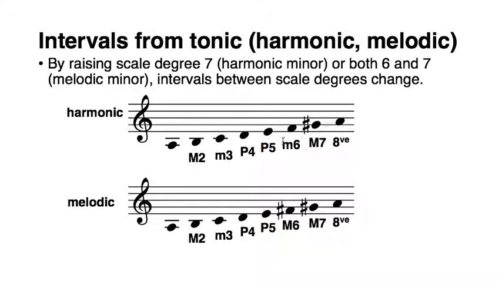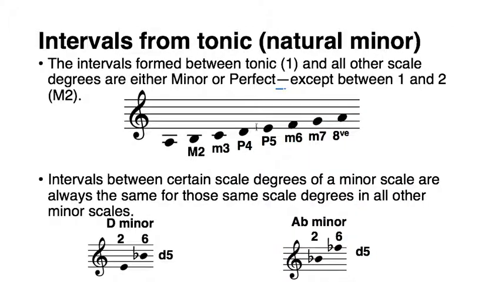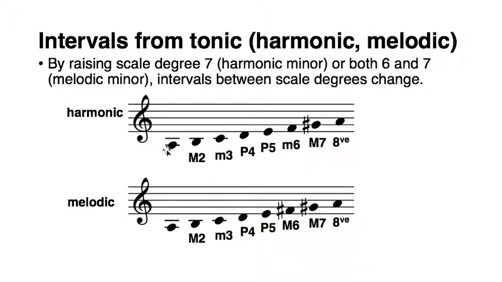And once we do that, then the intervals change between scale degrees. Here's an example of all of the intervals in relation back to the tonic, right? So you can see that all of them are the same except the interval between scale degrees 1 and 7, which before was a minor 7th and now is a major 7th, right? So we've gone to major 2nd, minor 3rd, perfect 4th, perfect 5th, minor 6th, a very special major 7th, closing with the octave, right?